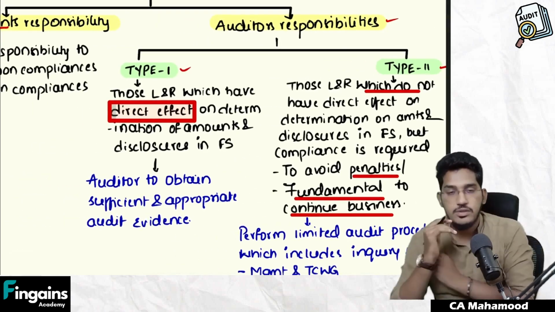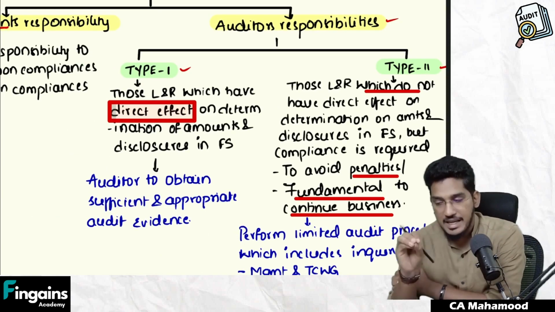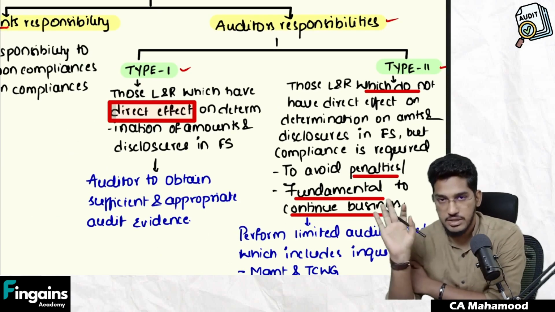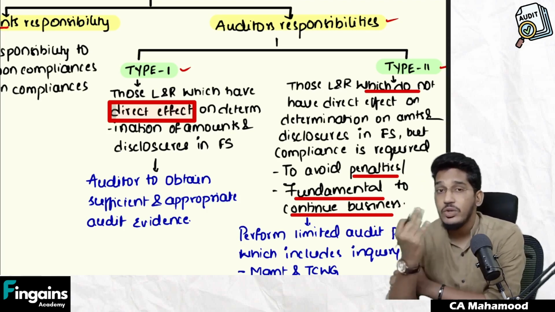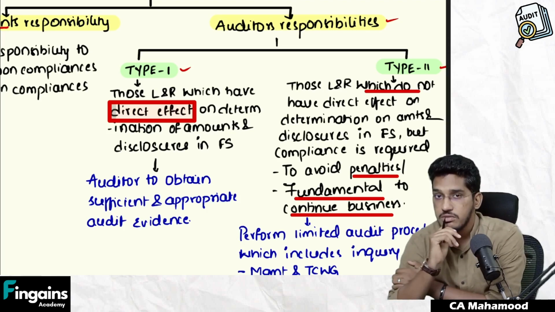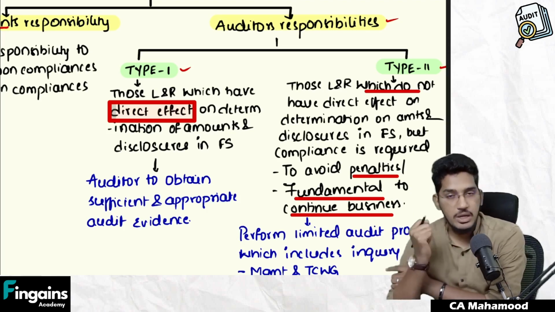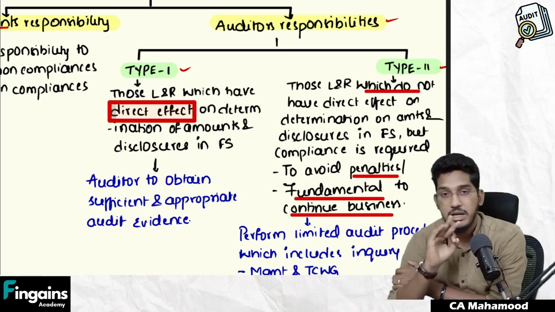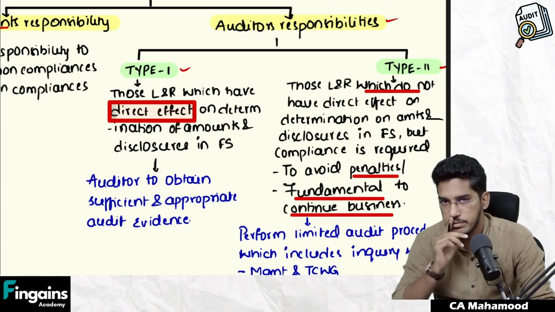Whereas type 2 laws and regulations, these laws will not have any direct effect on the financial statements, but still you have to comply. Why do we have to comply even though they don't have direct effect on amounts and disclosures? Either we want to avoid major penalties, or if you don't comply with those laws, you might be required to close down your business. Let us try to understand with the help of examples.